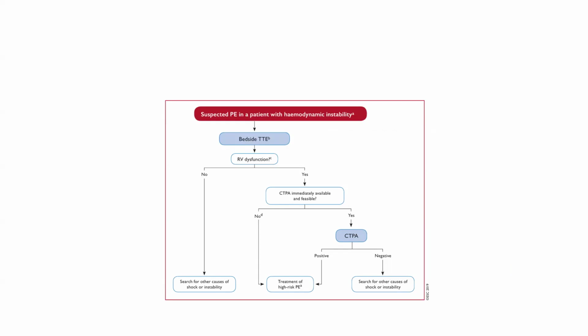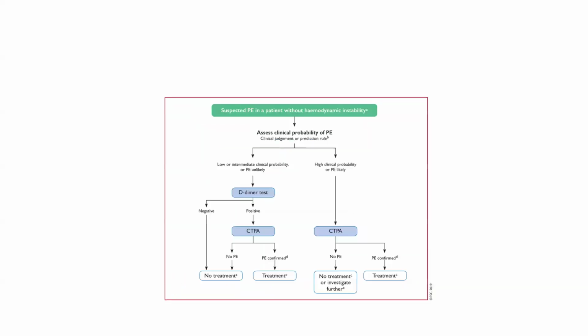In that case, we should perform bedside transesophageal echocardiography and assess for right ventricular dysfunction. If there is no right ventricular dysfunction, then search for other causes. If right ventricular dysfunction is there, then go for CT pulmonary angiography. If CT pulmonary angiography is possible, then go for it and treat accordingly. If not, then start the treatment as high risk PE.